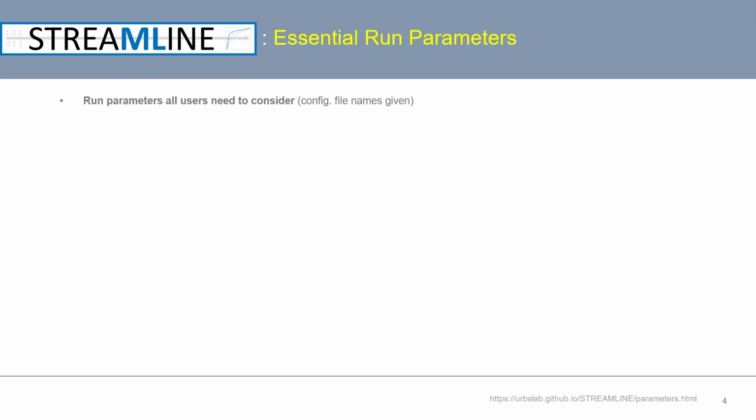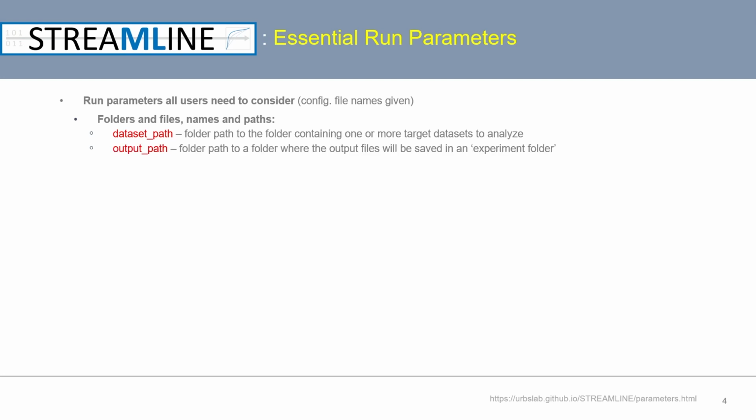Now we'll discuss essential run parameters of STREAMLINE, which all users need to consider when running STREAMLINE on anything other than the included demonstration data. First, we'll cover parameters dealing with folders and files, names, and paths. Dataset path is the run parameter that specifies the path to the folder containing one or more target datasets to be analyzed. Output path is the run parameter that specifies the path to a folder where the STREAMLINE output files will be saved in what we'll refer to as the experiment folder.